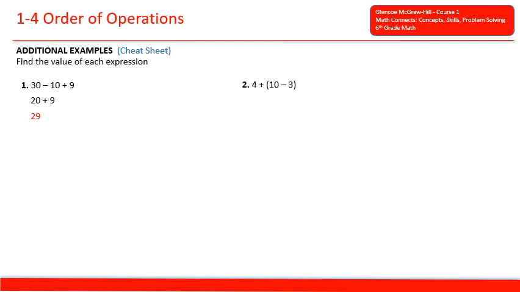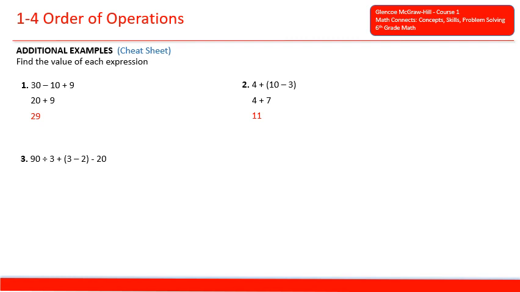So number 2, 4 plus parentheses 10 minus 3 parentheses. PEMDAS, we have to solve what's inside the parentheses first, and there is something inside parentheses. So we're going to subtract 3 from 10, and we get 4 plus 7. And there's no multiplication or division, so we can go to addition and subtraction, and we get 11.